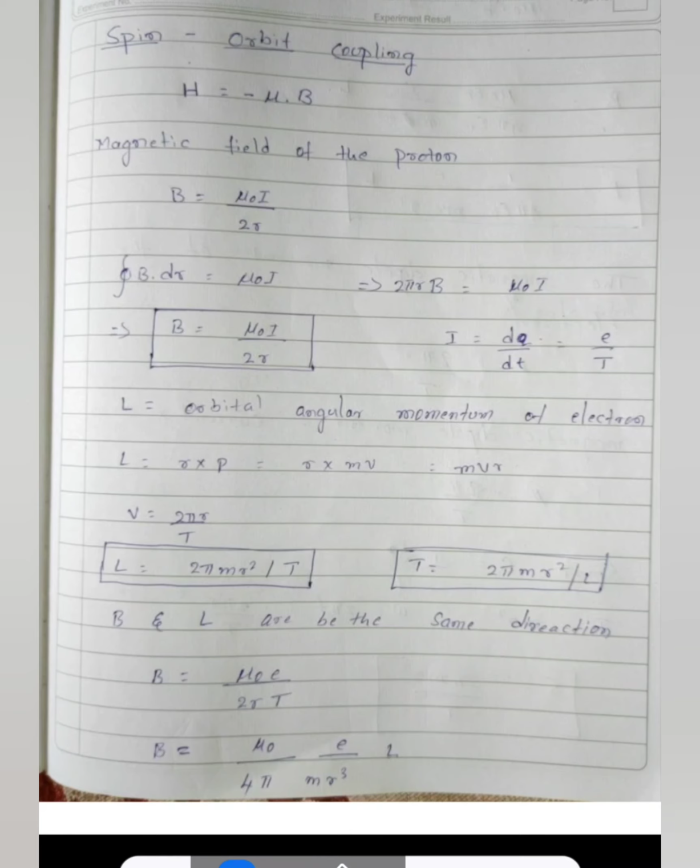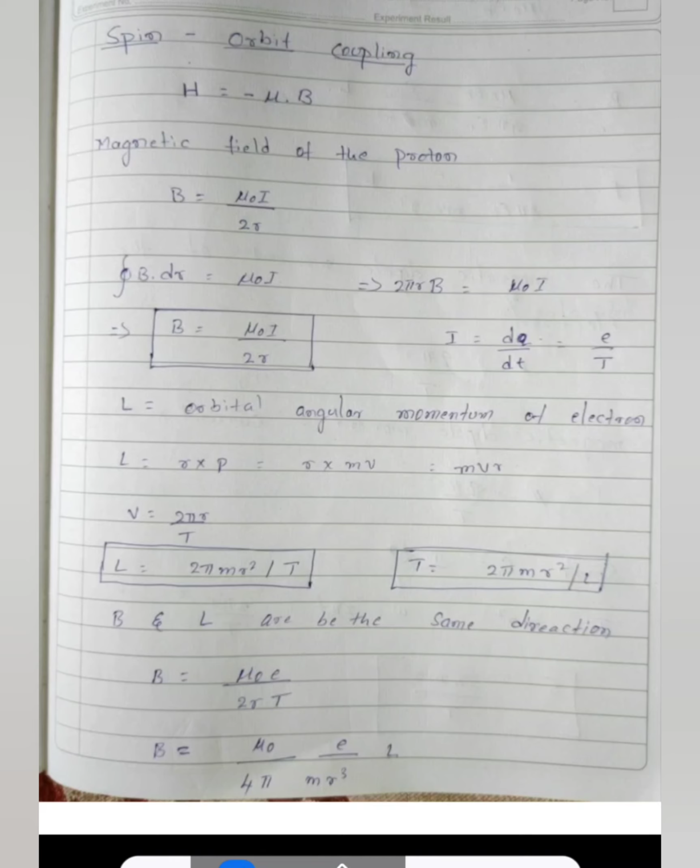So this direction can be calculated by the right hand thumb rule. You already know what the right hand thumb rule is. B and L are in the same direction. Got it? Next, B is equal to mu naught E divided by 2 R T.